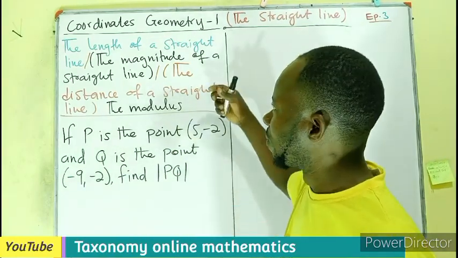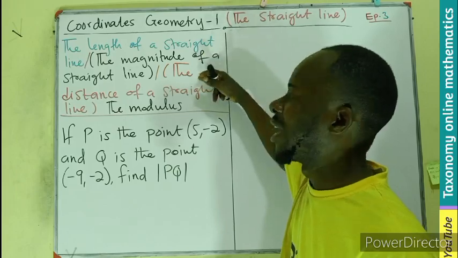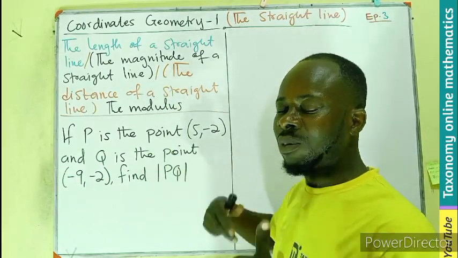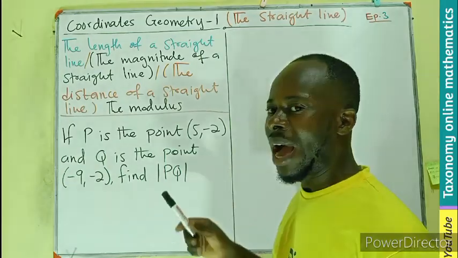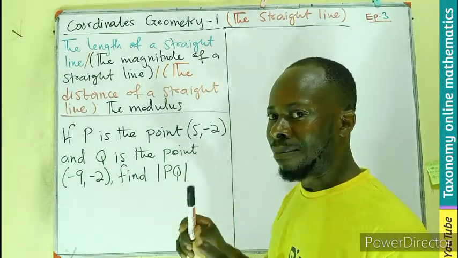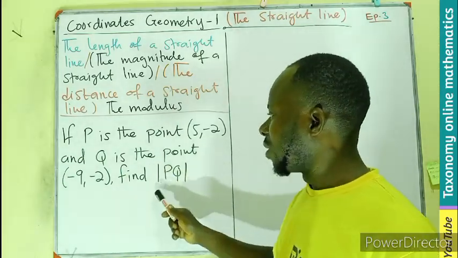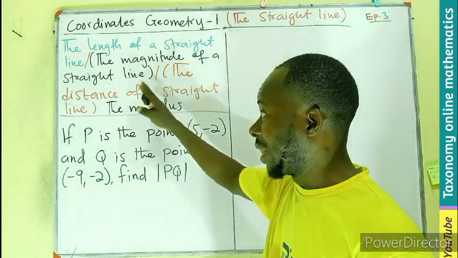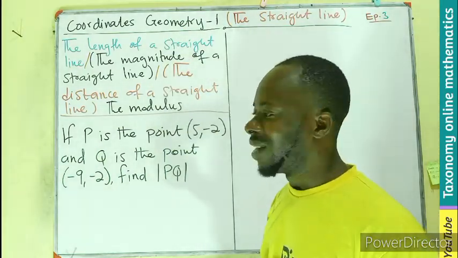After the tutorial on finding the length of a straight line, the magnitude, the distance, or the modulus, we want to pick a question to explain the concept we did in the beginning. So if P is the point (5, -2) and Q is the point (-9, -2), we have to find the magnitude of the length PQ, or better still, the distance. All this explains what you are seeing in that description.